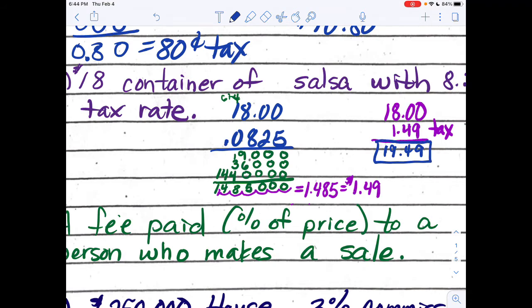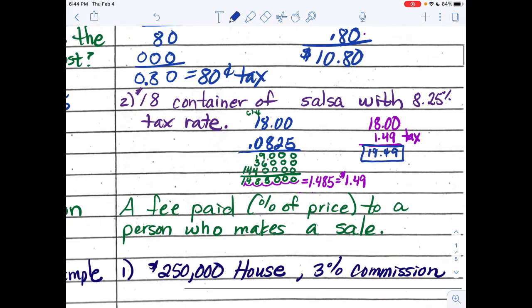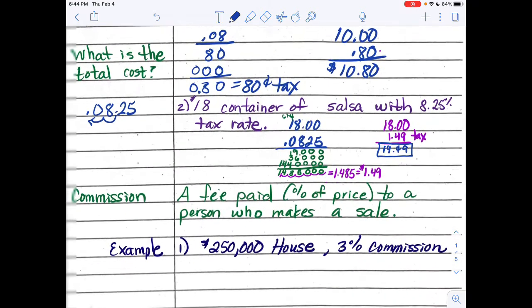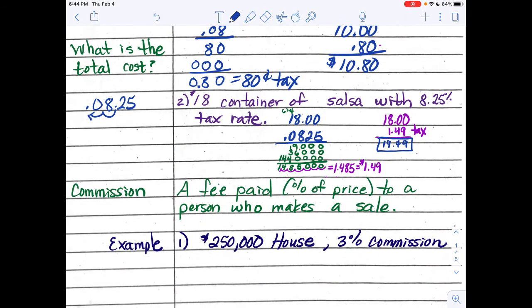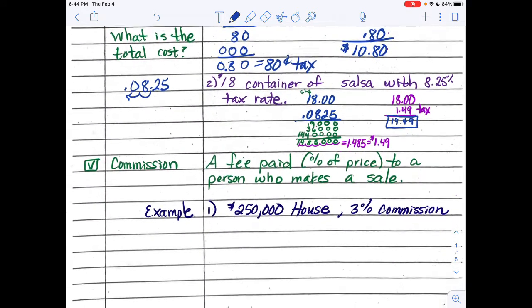Alright, I hope I didn't go too fast, but make sure you write that down and that you understand how tax is included. So it's a percent, but we have to move our decimal to multiply. And if we do it on a calculator, make sure you put the decimal in the right place. All right, our next topic is commission.